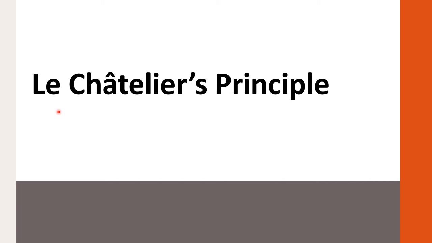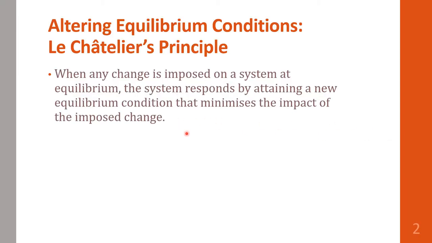In this video, we're gonna learn about the Le Chatelier principle, which is also related to the direction of the change of equilibrium. The reaction at equilibrium may be disturbed, and the reaction will try to regain its equilibrium again. And the guide that is used to predict the direction of change is the Le Chatelier principle.